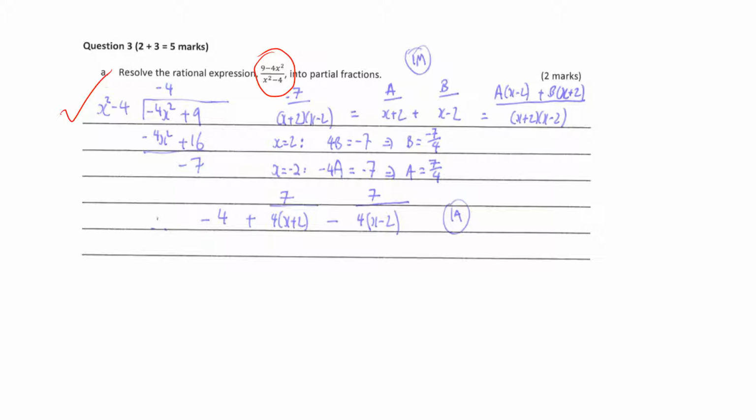So we can take minus 4 out, and we can start to focus on this rational fraction as the one we need to resolve into partial fractions. The minus 4 is just the constant we add at the end.